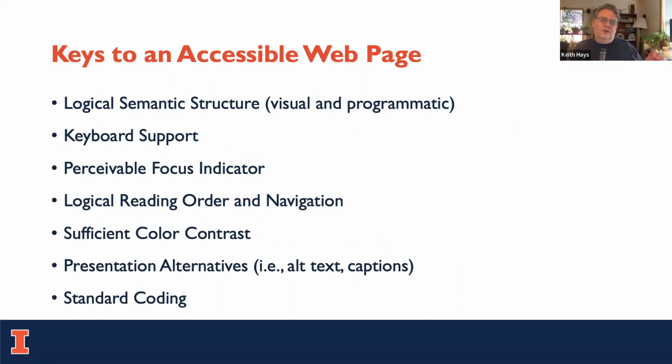So here are 6 or 7 things that matter for making a web page accessible. A logical semantic structure, visual and programmatic, and I'll explain what that is in a minute or two. Keyboard support, you need to be able to use a keyboard. A perceivable focus indicator, a logical reading order navigation, sufficient color contrast, presentation alternatives for graphical content or captions for videos, and then standard coding, using the standards that are out there so that it increases robustness and interoperability.